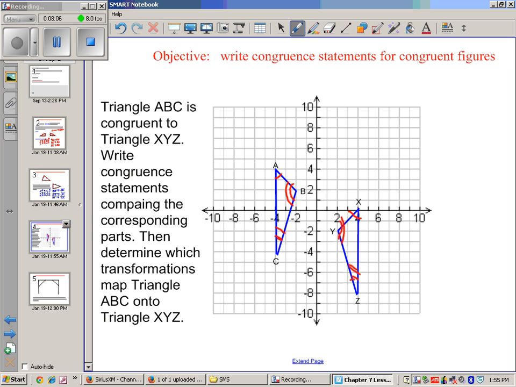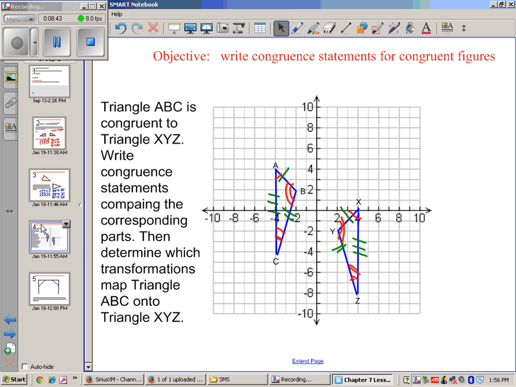Now let's look at our sides. Our sides, let's look at AB. That side is going to be congruent with XY. Then we have our BC, which we'll mark with 2 tally marks. It is going to be congruent with YZ. This leaves our AC, 1, 2, 3, going with XZ, 1, 2, 3. And there we go. That's our congruent statements.